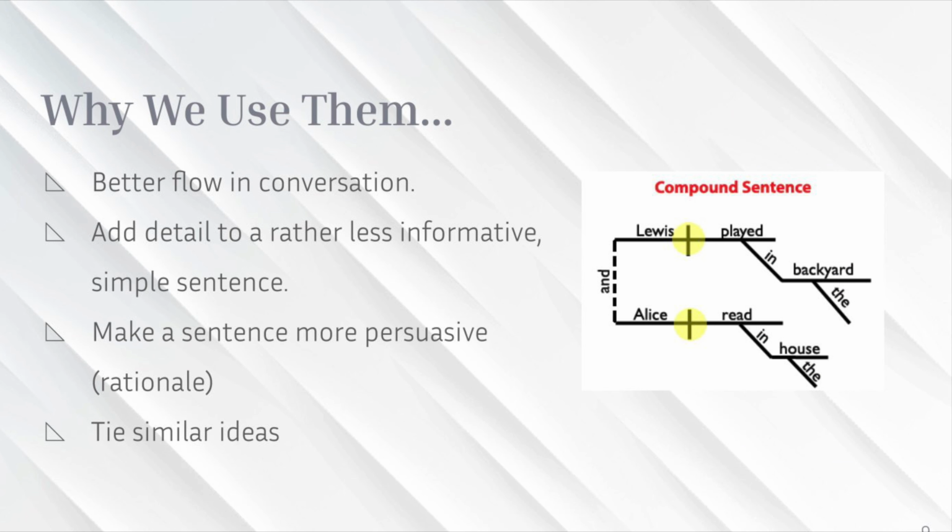Why do we use them? Compound sentences provide better flow in conversation. They add detail to a rather less informative simple sentence. They make a sentence more persuasive by giving it rationale. And they tie similar ideas.